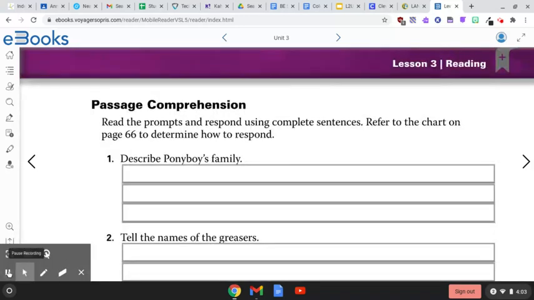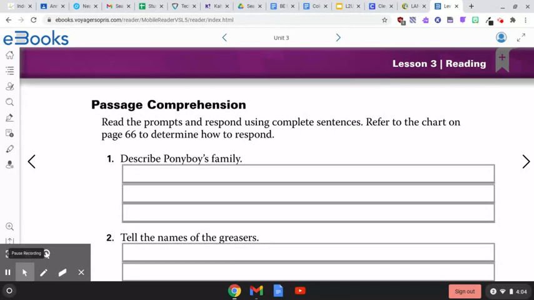If the prompt asks you to use, the response asks you to... Now turn to page 89 in your student books again. Let's practice answering questions that are written as prompts. Listen as I model the first one for you. Number one, describe Ponyboy's family. How will we start our answer? According to the chart, if the prompt asks me to describe, I know I need to state detailed information about a topic.